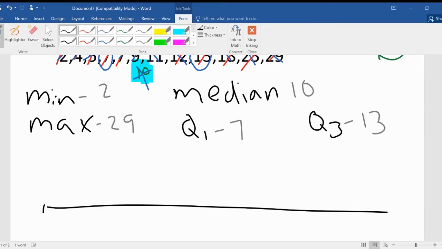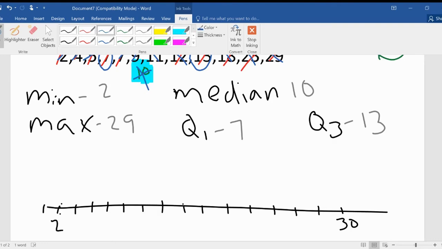So let's go by twos. So it's 2, 4, 6, 8, 10, 12, 14, 16, 18, 20, 22, 24, 26, 28, 30. All right, so now what we're going to do is make a line at each one of these numbers from the 5 number summary.